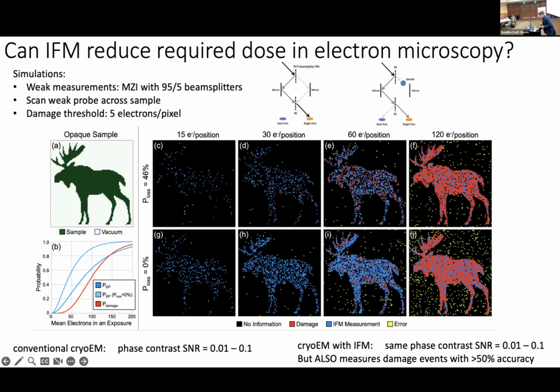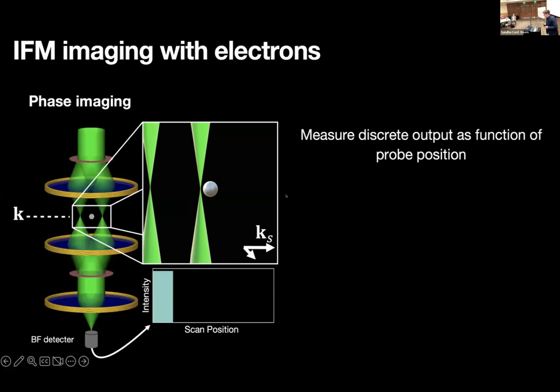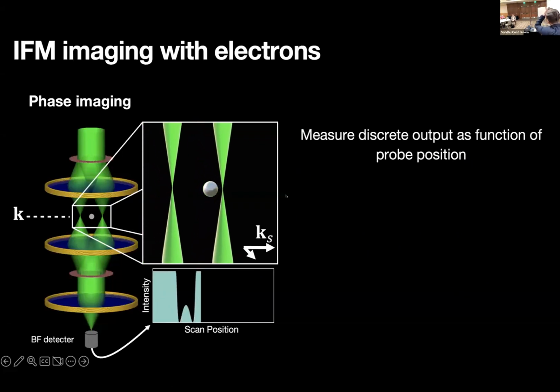With IFM, you have the same signal-to-noise ratio, so you can use the same imaging mode, but now you've got this new special way to measure. As soon as you get a click in your dark port, that is a very high signal-to-noise ratio detection of the damaging event. So as soon as you get that, you know there's something there. You can stop, you can move on to the next pixel. That's the idea. Okay, we're starting to image things, so you can imagine scanning these probes across the sample.